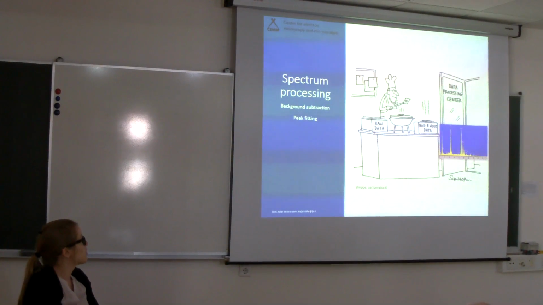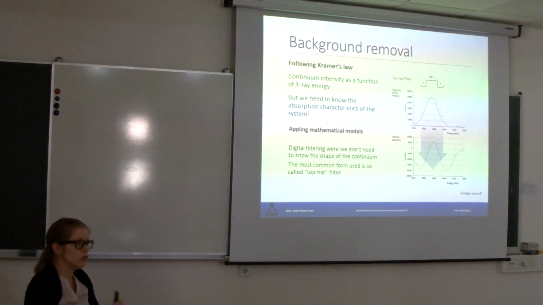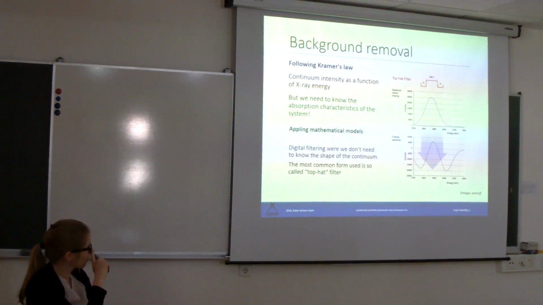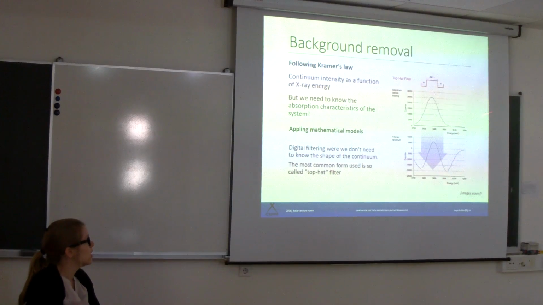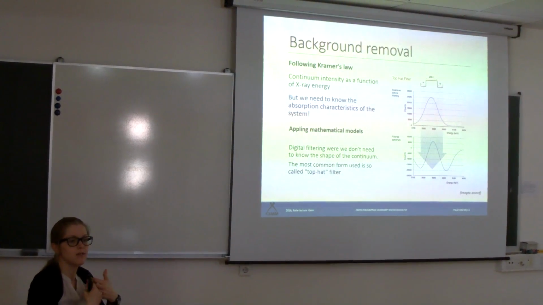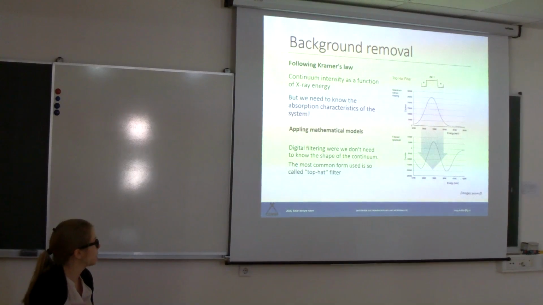Okay, now the spectrum processing, the background subtraction and the peak fitting. So you need to remove the background because that's the Bremsstrahlung radiation. This can be done theoretically by following Kramers' law or applying mathematical models. So the top hat filter just removes the background because that doesn't give you anything about the weight percent of your element that you need to analyze.